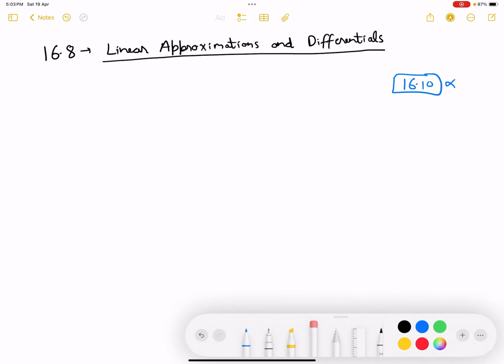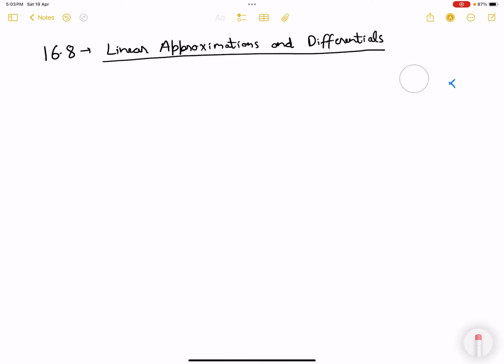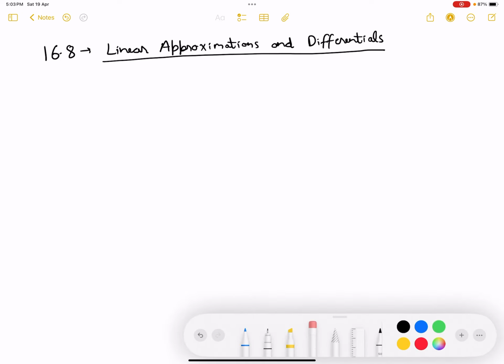Hello everyone. So we have completed till 16.7, which was implicit function differentiation. Now we'll do this topic 16.8. This is linear approximation and differentials. Okay, before we start this, 16.10, this is not a part of your course. So the implicit function theorem is optional and it won't be tested in the exam.